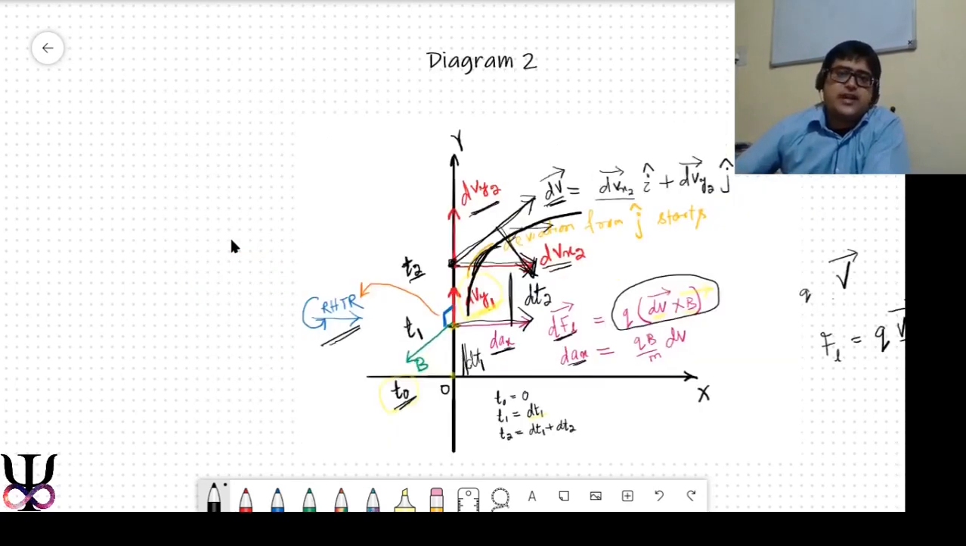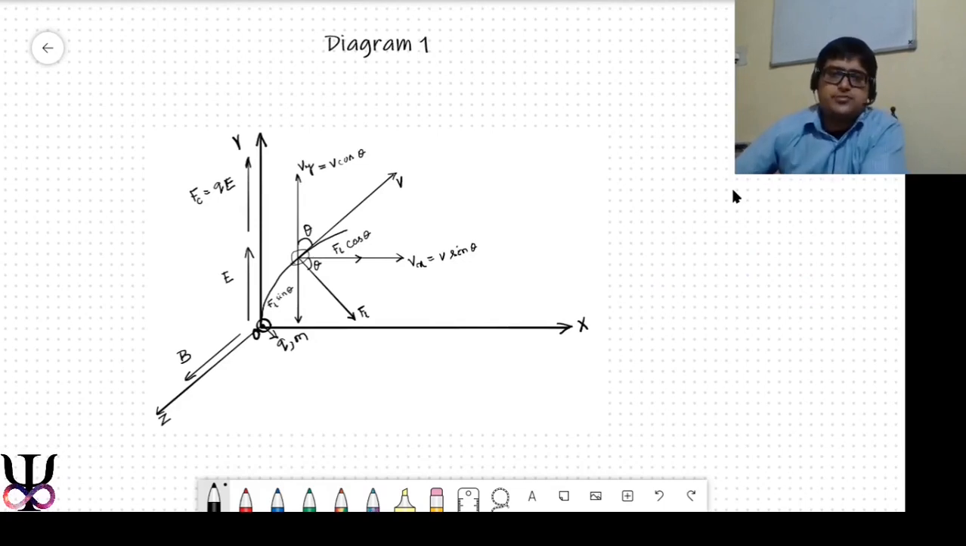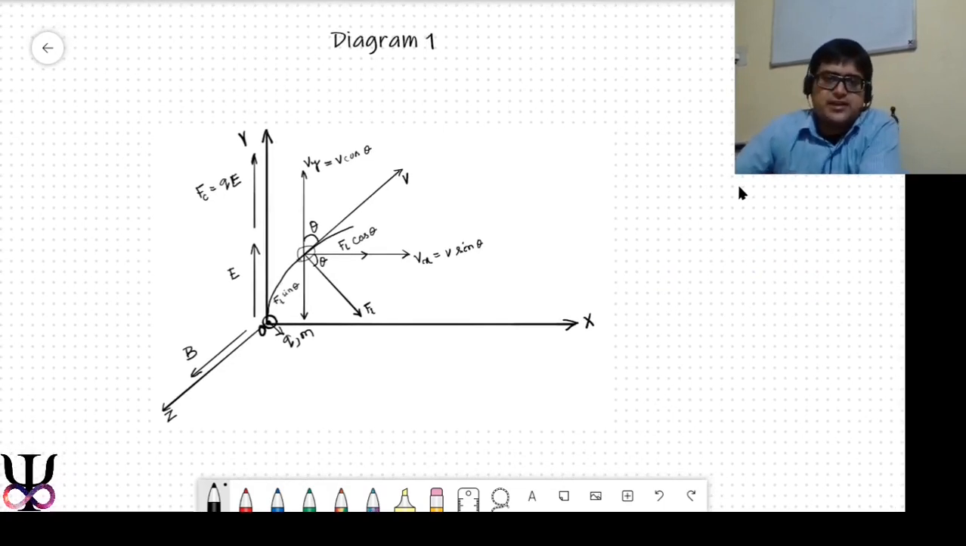Now let's go back to diagram 1 and once again recall that this is a curved path that the particle is taking. At any point of time, let's draw a tangent to the curve that will give us the velocity here. And if the velocity makes an angle theta with the x-axis, then we have vx is v sine theta and vy is v cos theta. That's the velocity components.